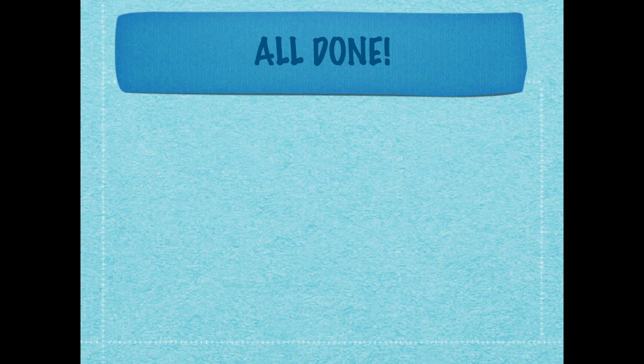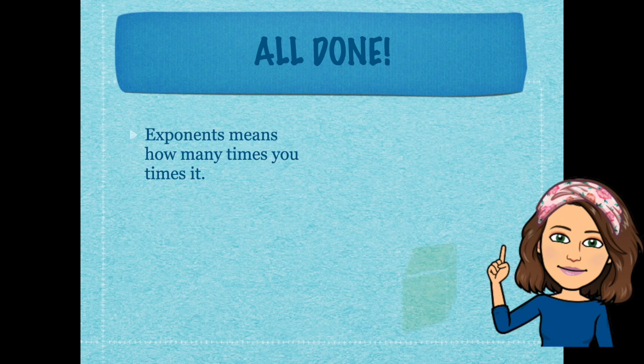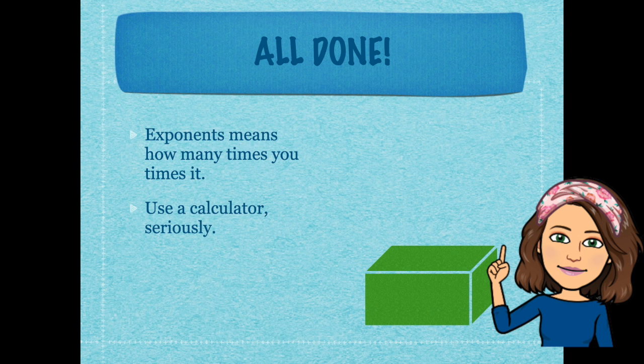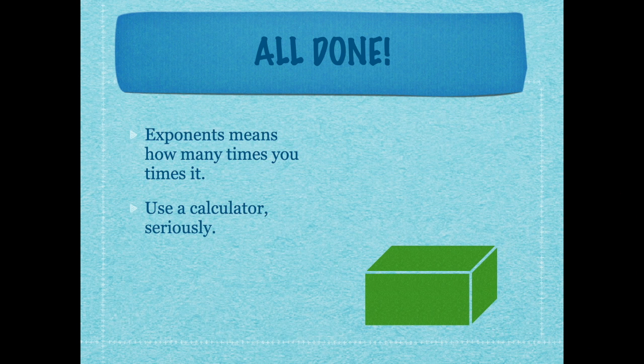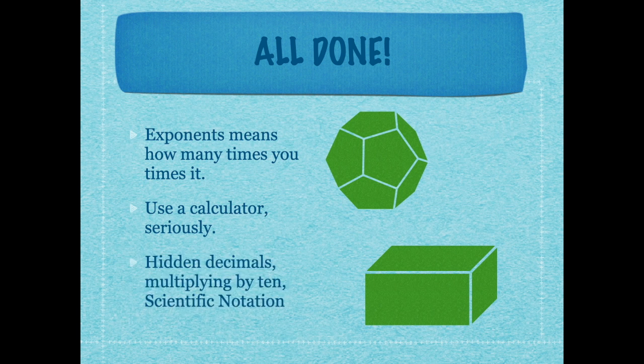And that's it for exponents today. Just remember that exponents means how many times you times it. And seriously, take my advice, use a calculator. I can only do square numbers in my head up to like 12. If you ask me 6 to the 4th power, I'm going to need a calculator to get it. So seriously, use a calculator. And I also taught you a little bit about hidden decimals and multiplying by 10 and scientific notation. And there you have it, exponents in a nutshell.